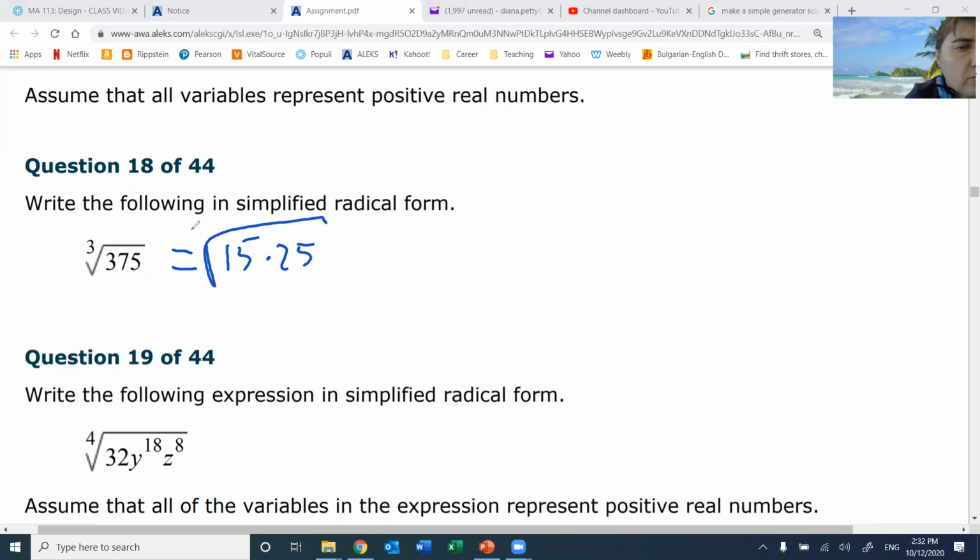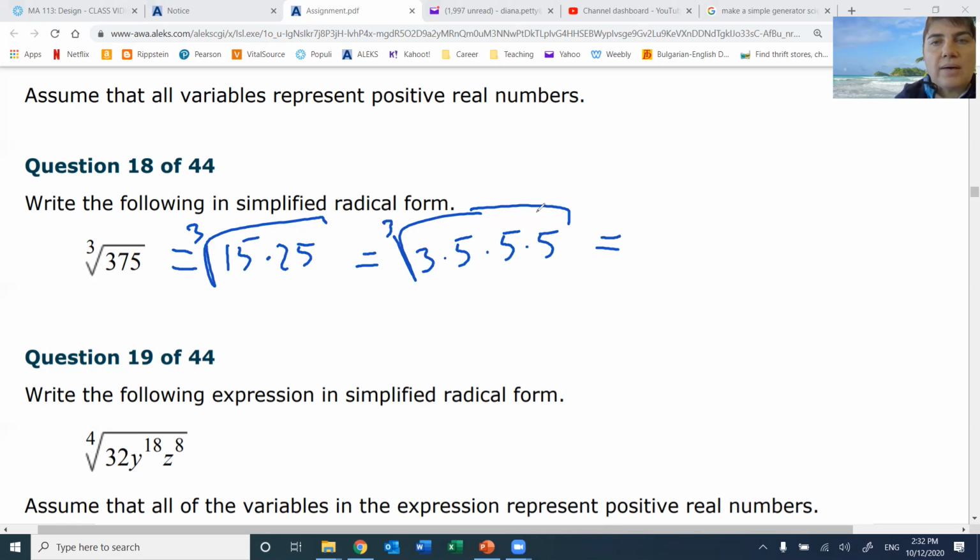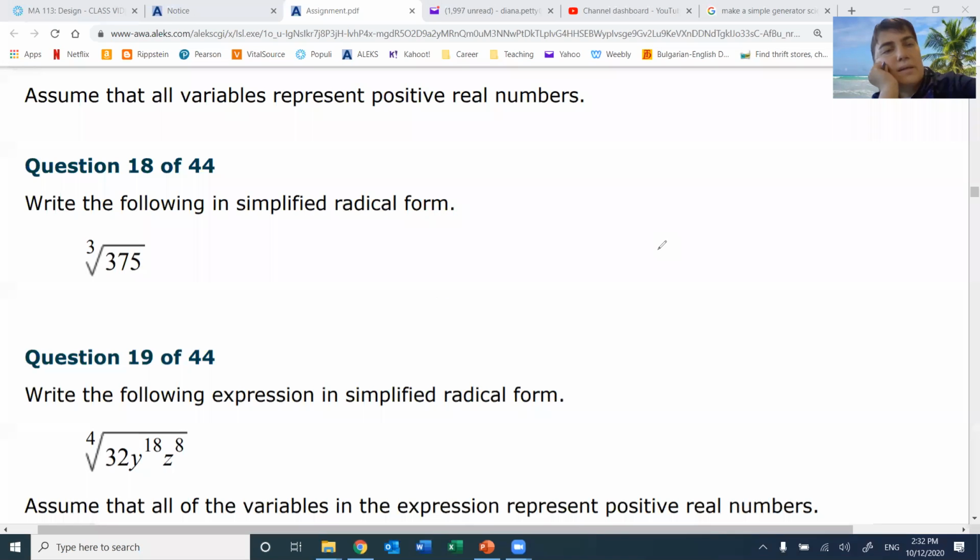So we can go after the 5 groups of 5 then, because 25 won't work. So this is 3 times 5 times 5 times 5. Here we have one group of 3 fives. All right. So then 1 five would come out from this group. So 5 cube root of 3 will be the answer. Okay. Yeah. Easy.